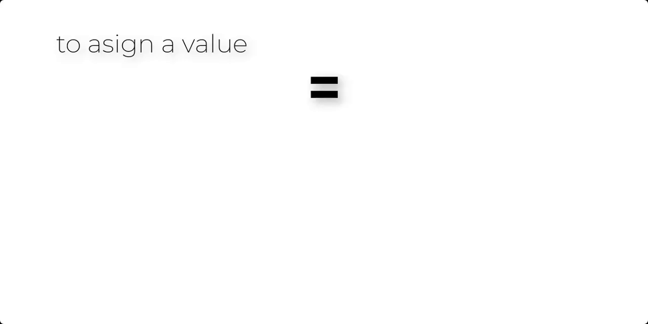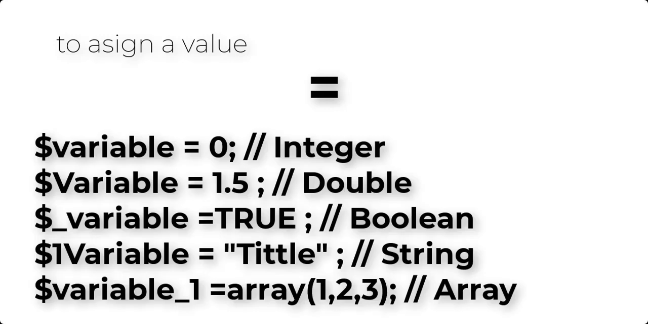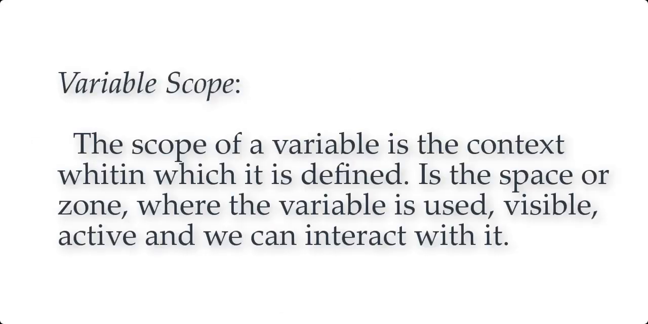To assign a value to a variable, we use the equal sign, and the values a variable can store could be integer, double, boolean, string, and array. Now let's talk about the scope.